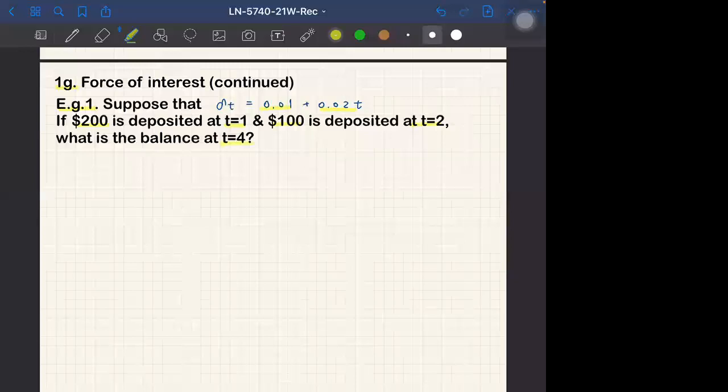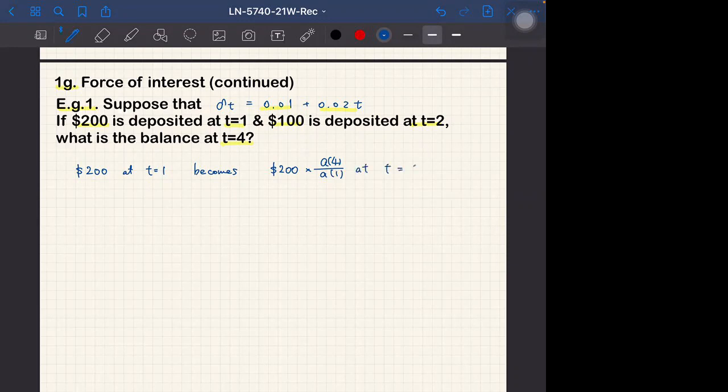Okay, so at first think about the $200 deposit at time 1. This will become $200 times A of 4 divided by A of 1 at t is equal to 4. A of t is the accumulation function. So from 1 to 4, we have to multiply by A4 over A1.